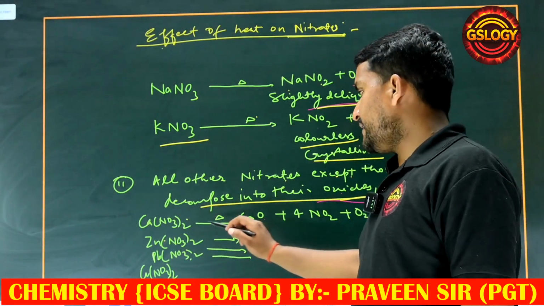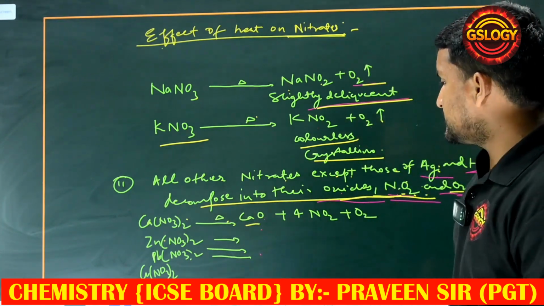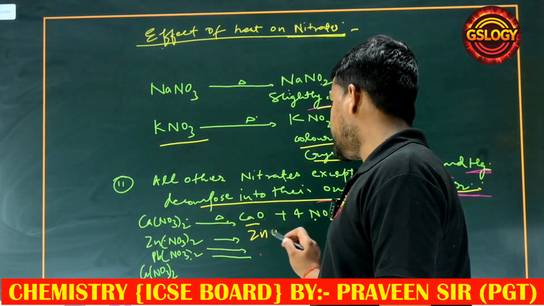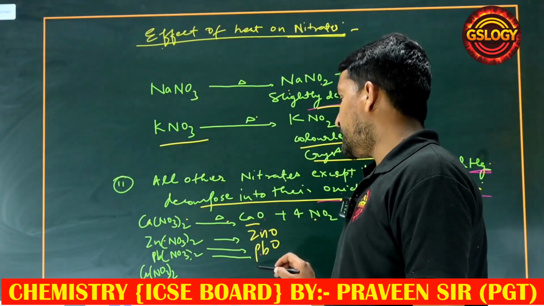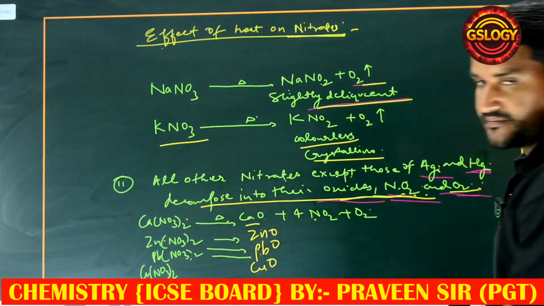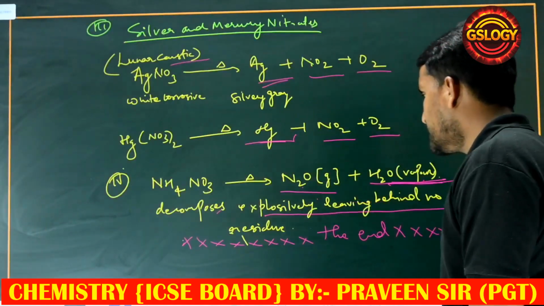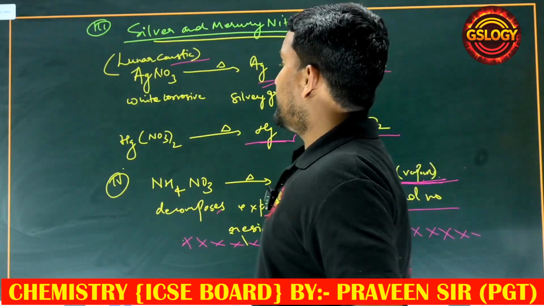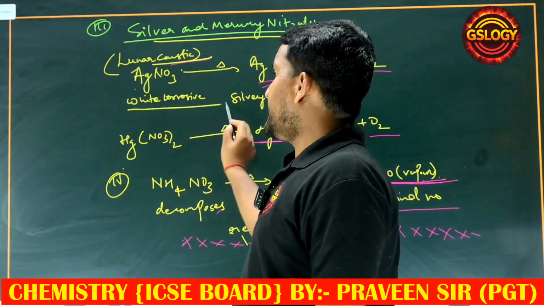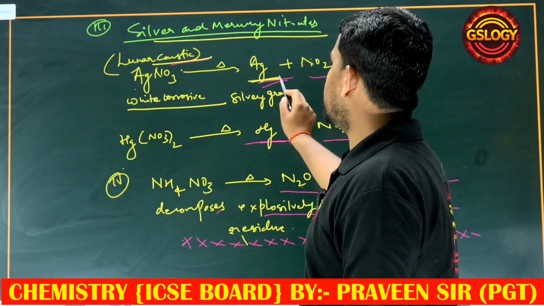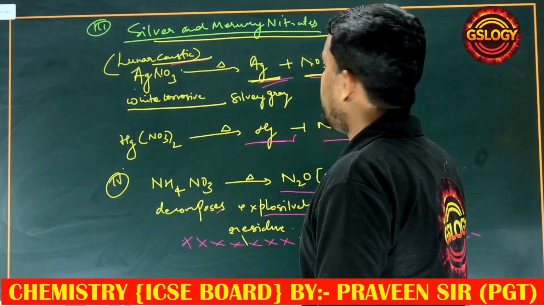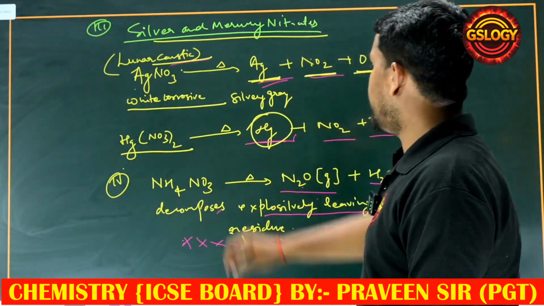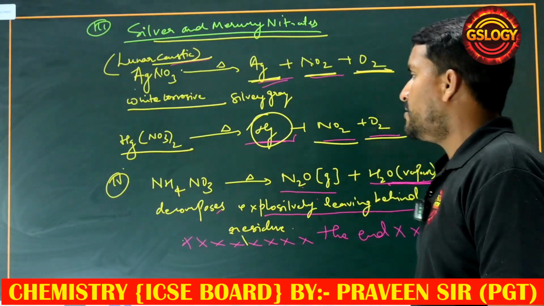Clear? Calcium nitrate on decomposition will give calcium oxide plus NO2 and oxygen. Similarly, zinc nitrate gives zinc oxide, lead nitrate gives lead oxide, and copper nitrate gives copper oxide. Clear? Next, the reaction of silver and mercury nitrate. Silver nitrate, AgNO3, is lunar caustic, white and corrosive. On heating it will give silver, nitrogen dioxide, and oxygen. Mercury nitrate on heating will give Hg, nitrogen dioxide, and oxygen.